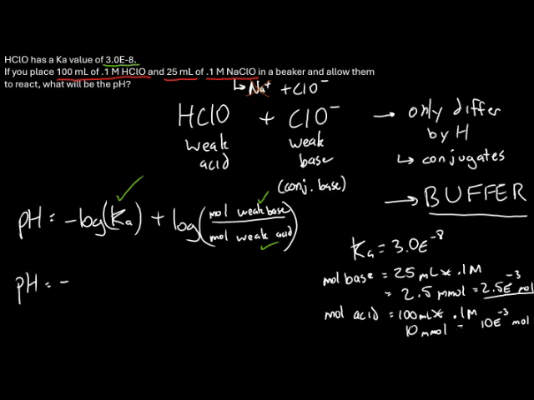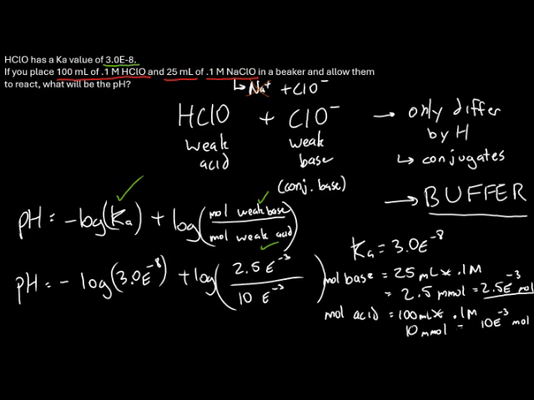We'll say pH is equal to negative log of 3.0 times 10 to the negative 8th, plus the log of the weak base, which was 2.5 times 10 to the negative third, divided by 10 times 10 to the negative third. The reason why I input the numbers this way is to show that if you have 10 to the negative third on the top and the bottom, they cancel out, and we can just write 2.5 divided by 10 inside of the log. We can place all of this into the calculator at once.